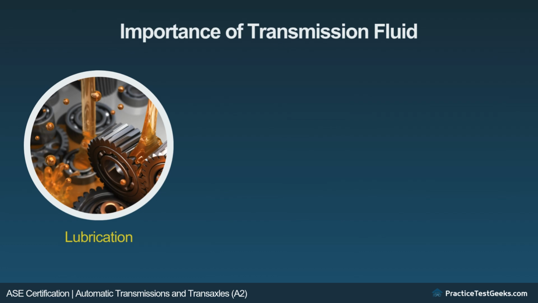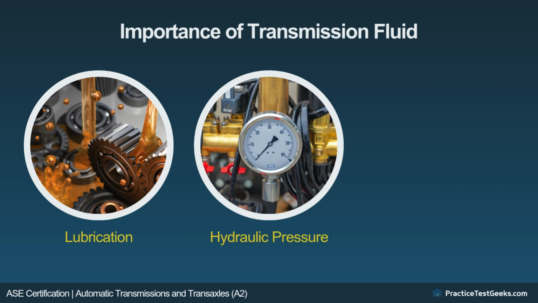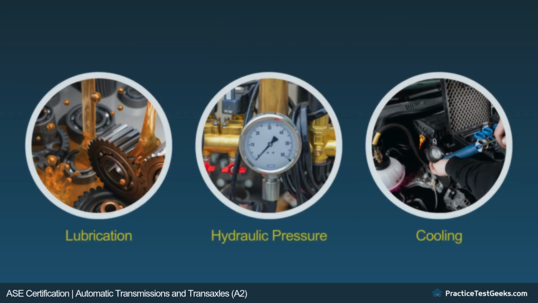Lubrication reduces friction between moving components such as gears, bearings, and the torque converter, preventing wear and damage. Hydraulic pressure. Transmission fluid provides the hydraulic pressure necessary to operate the clutch packs, solenoids, and other components within the transmission. Cooling helps dissipate the heat generated by the transmission during operation.